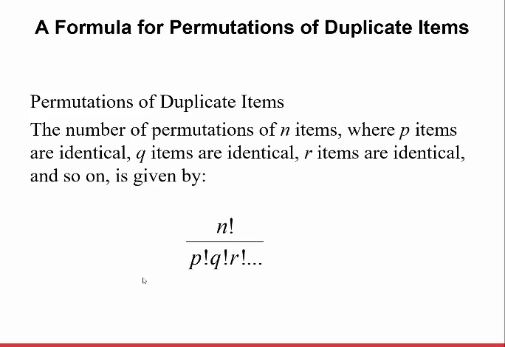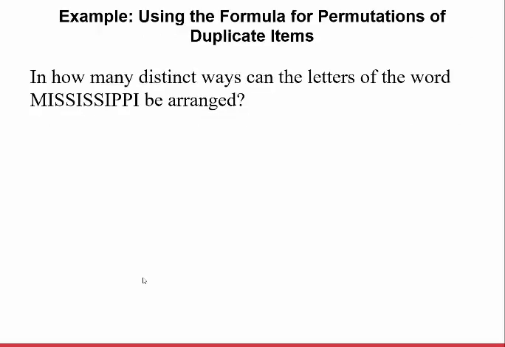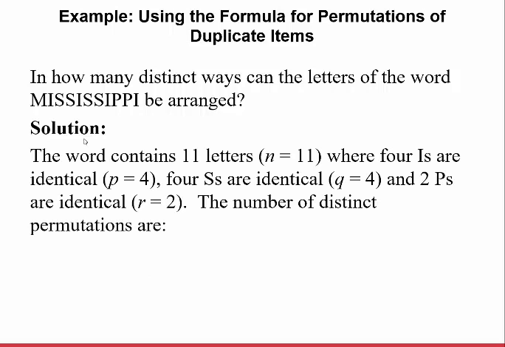All right, let me give you an example of this. In how many distinct ways can the letters of the word Mississippi be arranged? Like how many different ways could I arrange this name of a state? The total number of letters: the word contains 11 letters, 1, 2, 3, 4, 5, 6, 7, 8, 9, 10, 11.